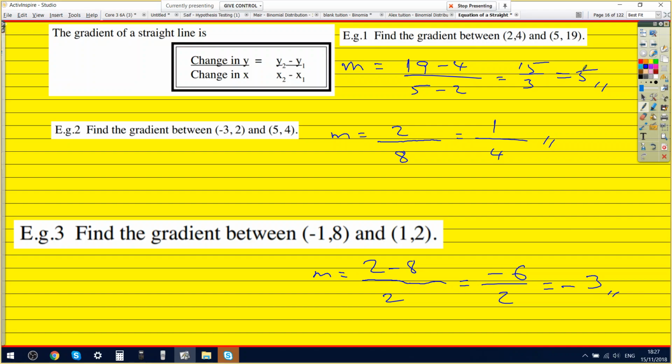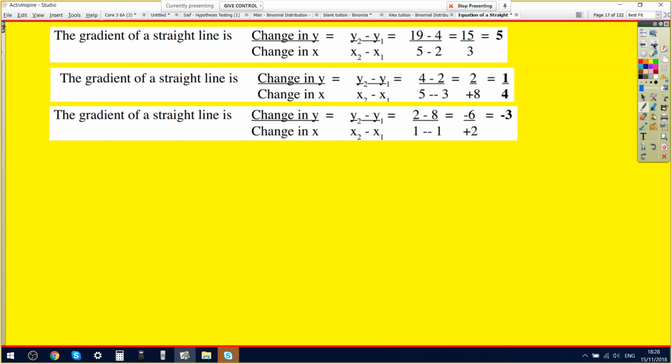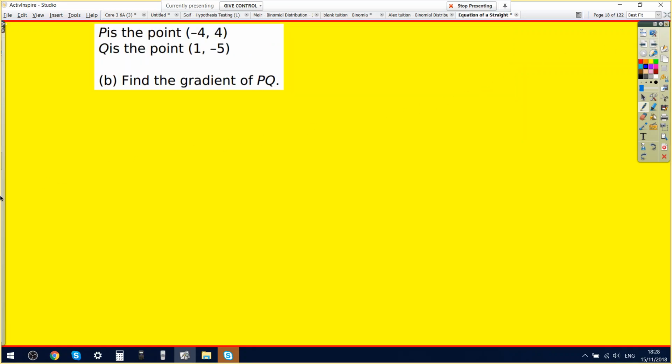Yeah, so we did one with a whole number, a fraction, and a negative number. Any questions about that? No. Okay, and maybe writing it out as second y take away first y is helpful for the negative ones, because that's tricky. Okay, exam question.